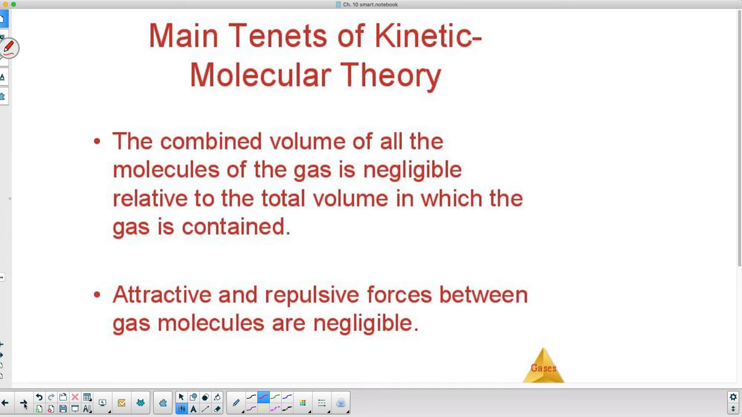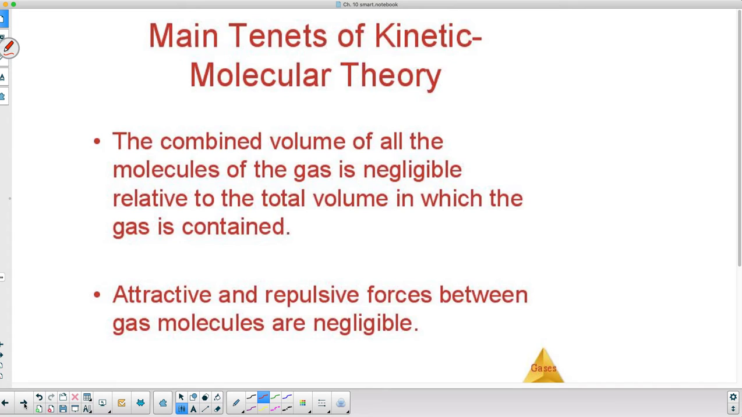Okay, so the container the gas is contained in is a lot larger, like a million times larger than the actual volume the particles would take up if you were to stop them from moving and let them settle at the bottom.